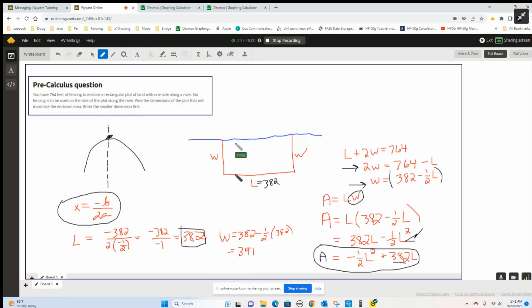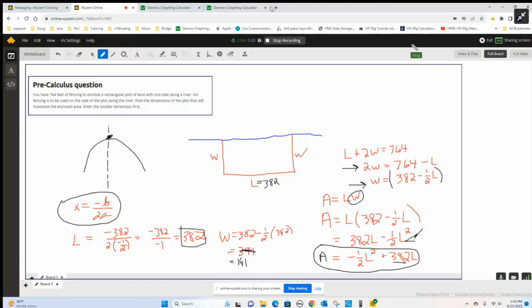So the idea is that when the length is 382, we will get the maximum area, because the vertex occurs when L equals 382. And whoops, I didn't know what I wrote here. Half of 382 is 191, not 391.